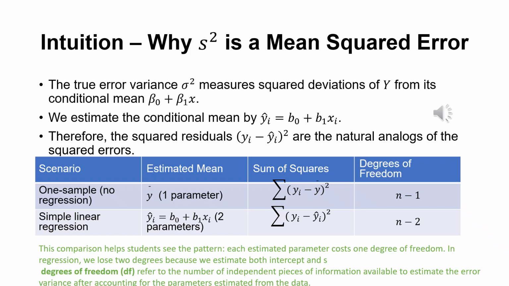In a one-sample problem with no regression, we estimate just one parameter, the mean, and the sum of squared deviations has n minus 1 degrees of freedom. In simple linear regression, we estimate 2 parameters, intercept and slope, so the residual sum of squares has n minus 2 degrees of freedom. Each estimated parameter costs 1 degree of freedom. Degrees of freedom means the number of independent pieces of information left to estimate error variance after accounting for the parameters we've already estimated from the data.